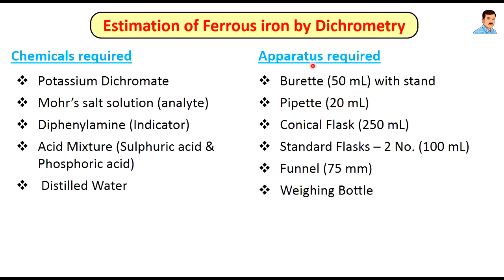Then apparatus required are one burette of capacity 50 ml with a burette stand. Then 20 ml capacity pipette. Then we use 250 ml capacity conical flask, and we need volumetric flasks of 100 ml capacity, two numbers, one for preparing the sample solution and the other for preparing the potassium dichromate solution. Then we need a funnel and a weighing bottle.